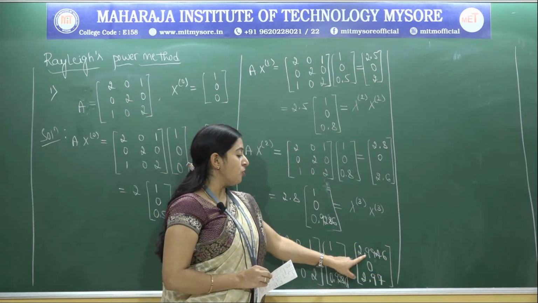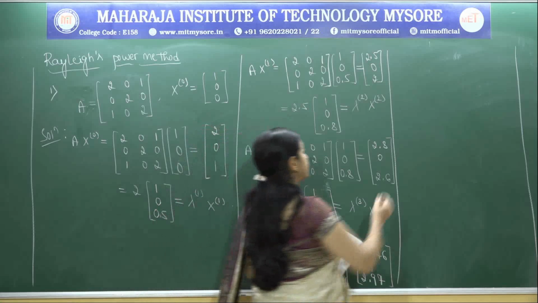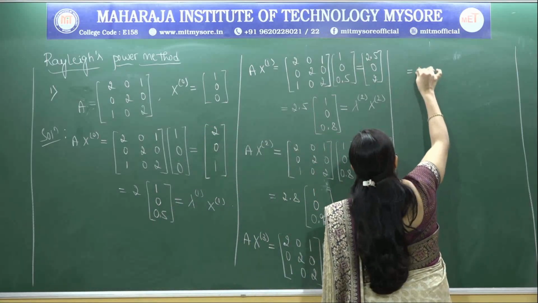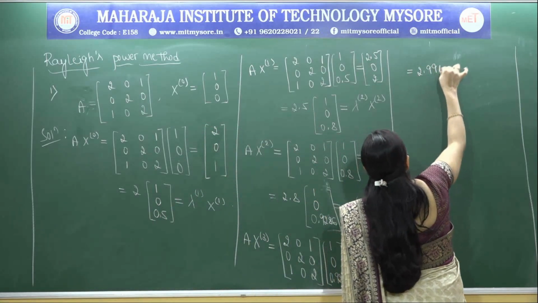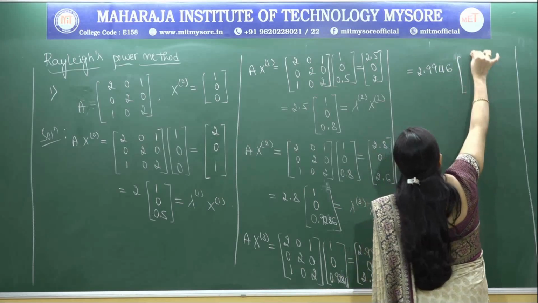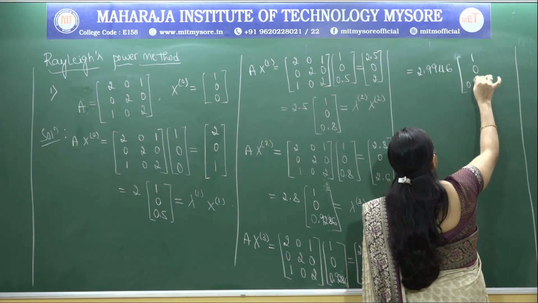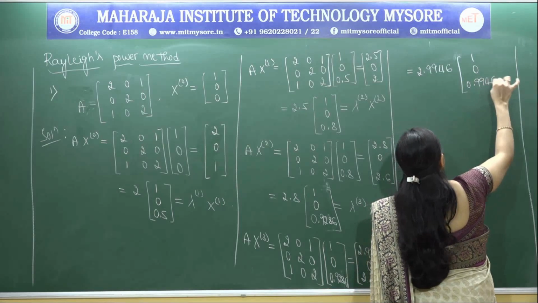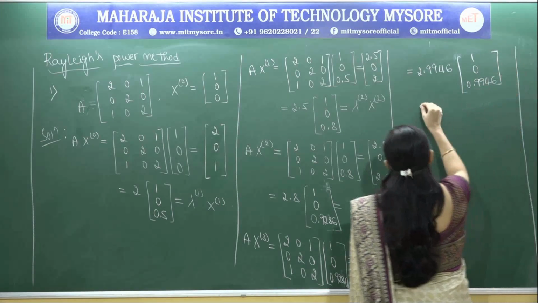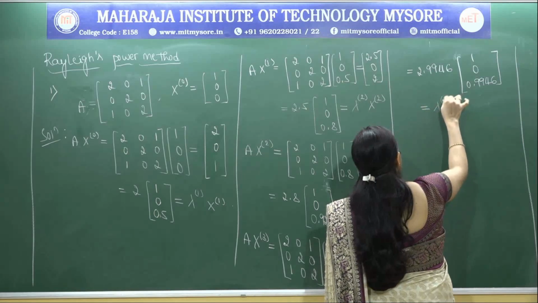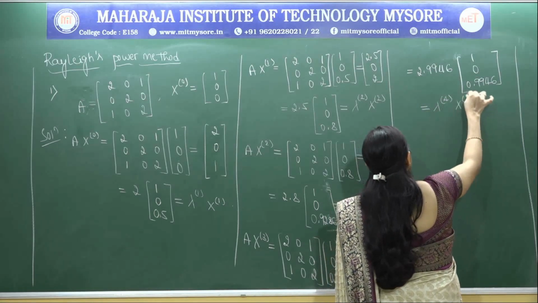So in this, the 2.9946 is the largest entry. So take that as common factor. So the first one you will get 1, the second one 0, the third one 0.9946. So this is the lambda of 4, x of 4.